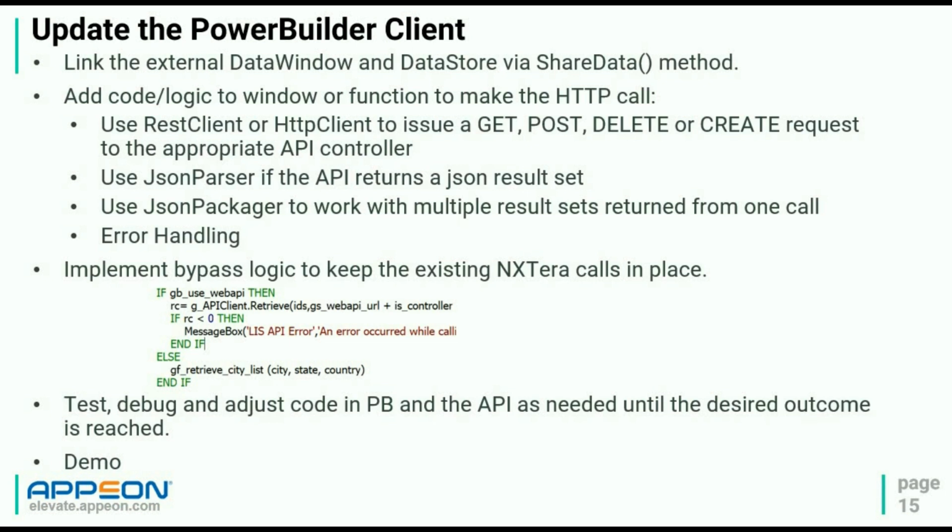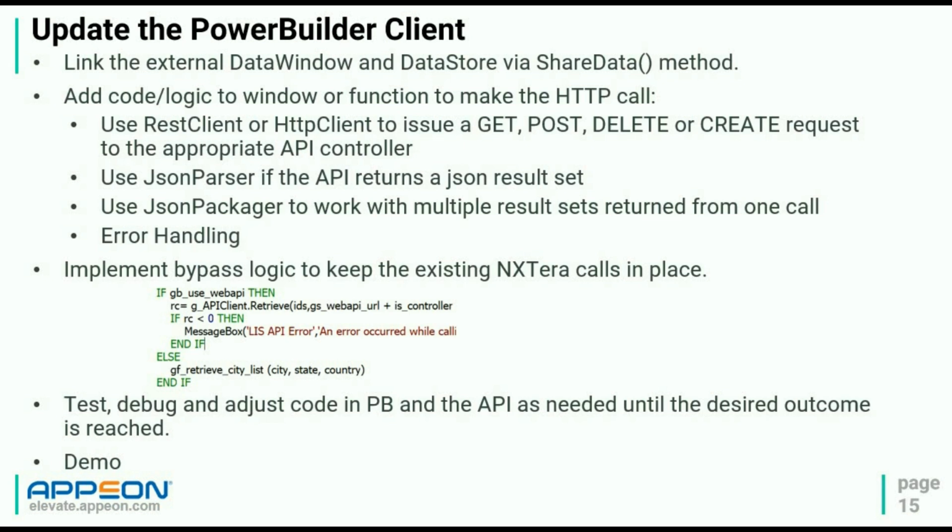So one of the key things is you want to link the external data window and the data store using the share data. Then it's a process of adding code and logic to make the window and its functionality work the way that you need it to with the API involved. And that's going to mean making REST client or HTTP client calls, and which one you choose depends on the requests that you want back. Either they can be get, post, delete, creates.